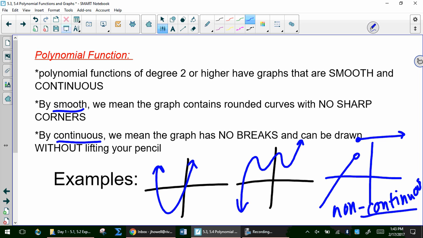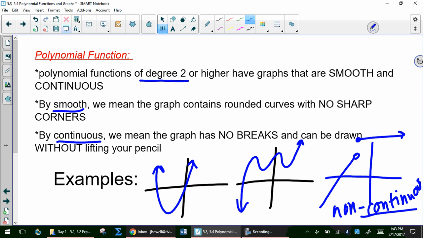What's the degree of a linear function? Oh, yeah, you're right, 1. So the degree of a linear function is 1, so that does not fall under this category. It's just mx plus b. Yes, y equals mx plus b, so the x has a degree of 1. So that's its own separate type of graph. But yes, linear functions are continuous.